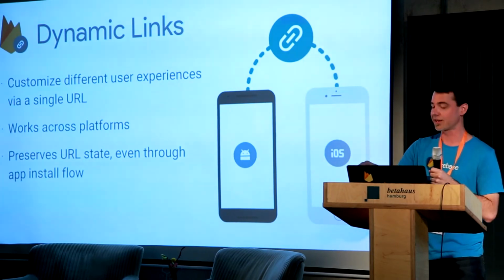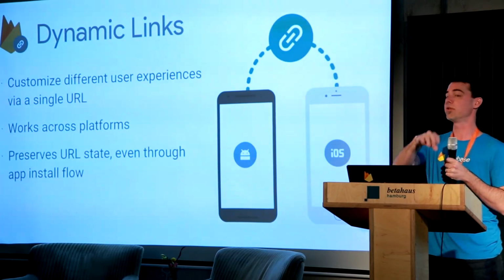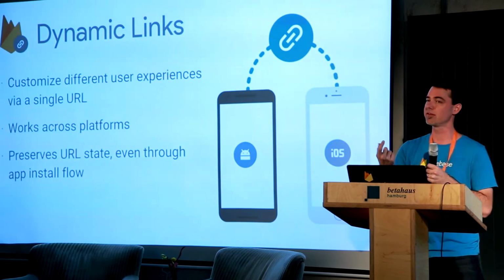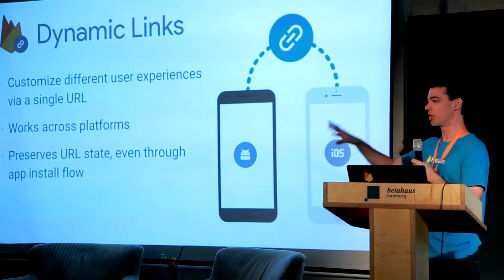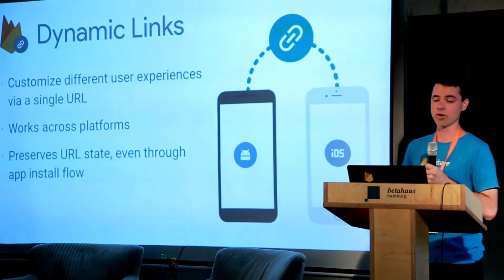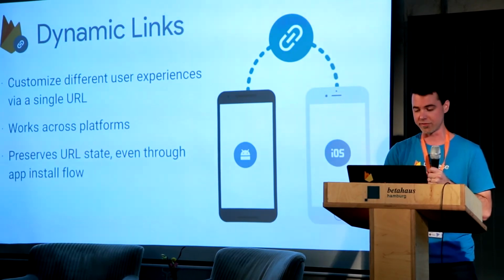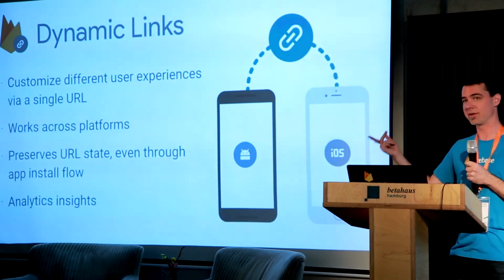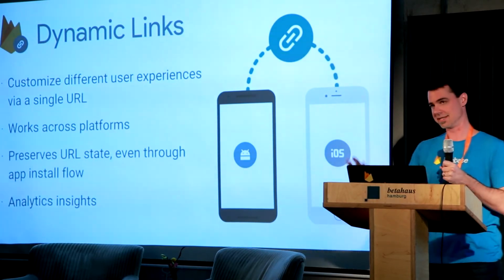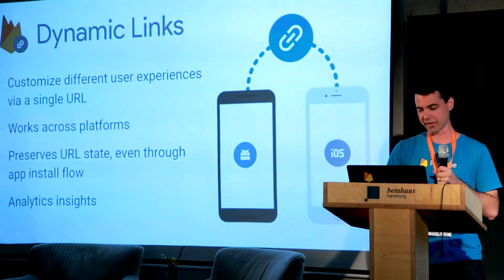So if the user clicks on a dynamic link, they have to install, that's fine. When they launch the app, now you write a little bit of code in there to say, if the user came from a dynamic link, now route them to the part of the app that you want them to go to. So that's a pretty big win for users who don't have your app already installed. And again, there's analytics insights. So every click on a dynamic link essentially becomes more statistics and more analytics for your consumption.